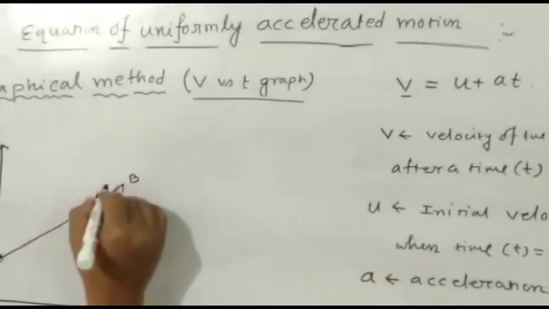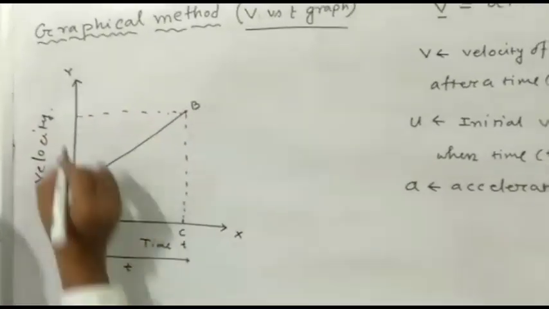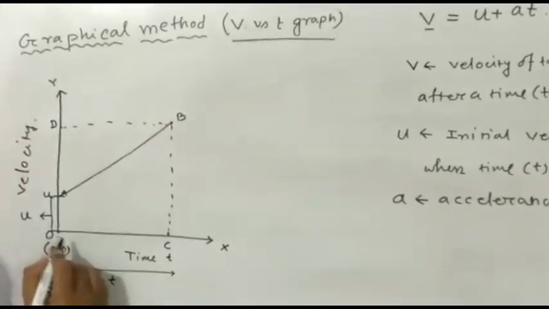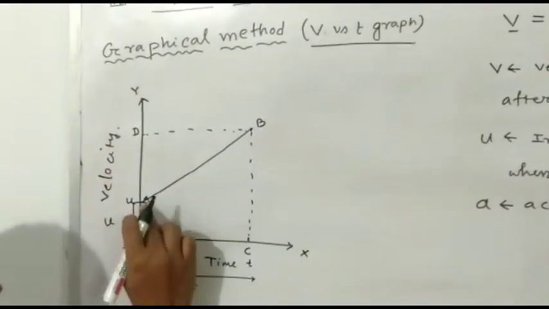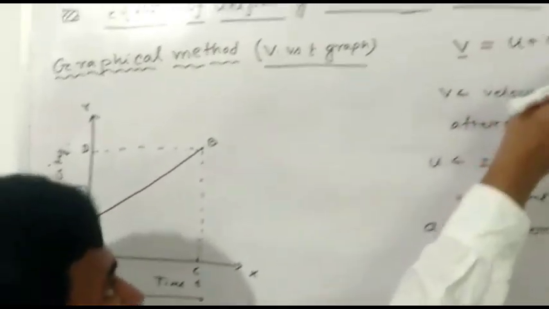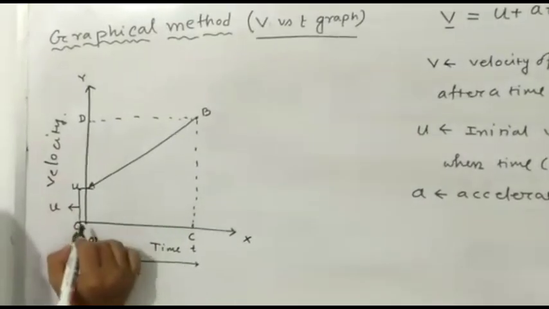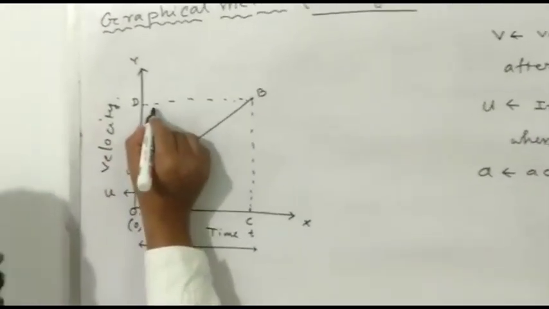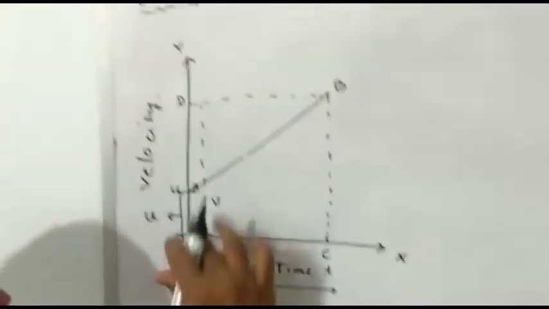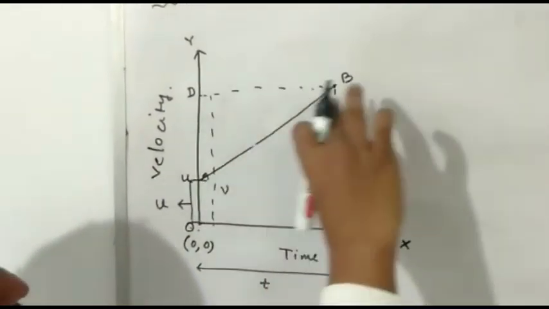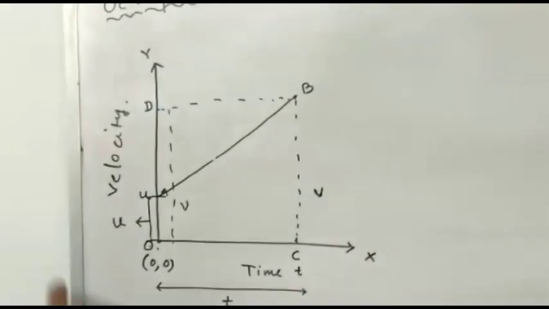Once again students, you can draw another normal towards the y axis and we consider this the point D, and OD will be v, because after a time t the velocity of the body will be v. So the entire part OD will be v. If OD is v, then BC will also be v.